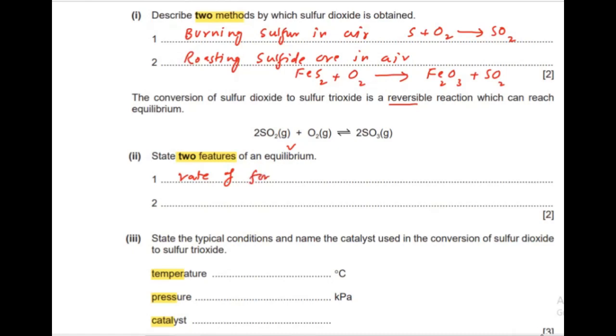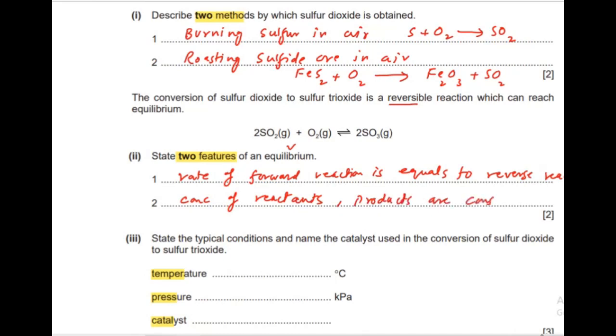So this is the feature of a reversible reaction at the state of equilibrium. At equilibrium, the rate of forward reaction is equal to the rate of reverse reaction. And at this stage, the concentrations of both the reactants and the products are constant.